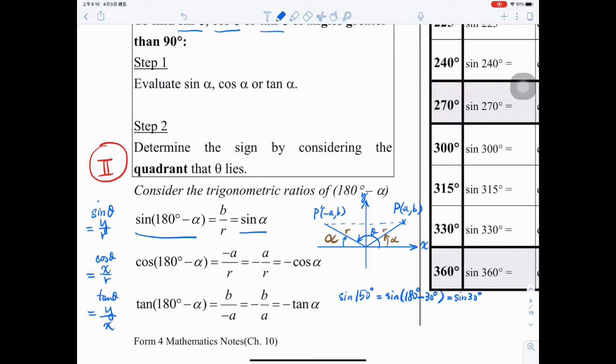How about cosine? Cosine of 180 degrees minus alpha is x over r, right? And if I put it in quadrant 1, you see x over r is negative a over r, so negative cosine alpha. Here, an example, 150 degrees. You think of it as cosine of 180 minus 30 degrees. And this one is actually related to cosine 30 degrees, with a negative sign, yeah.